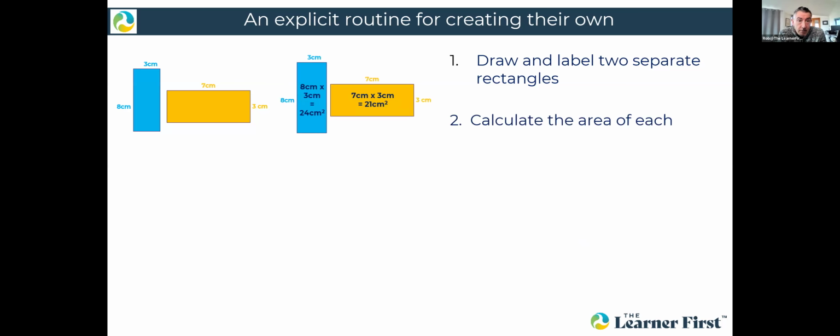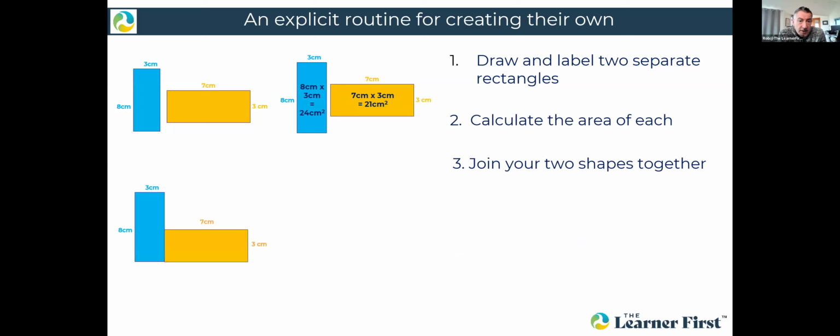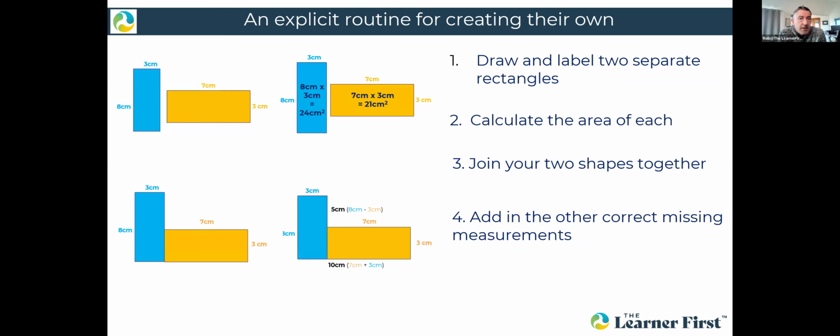You need to make sure you calculate the area. You need to make sure you join the 2 together. And you need to work together to put in the missing numbers to make it look more complicated. So it goes back to what that typical NAPLAN, PAT, EASTL type multiple choice one does.